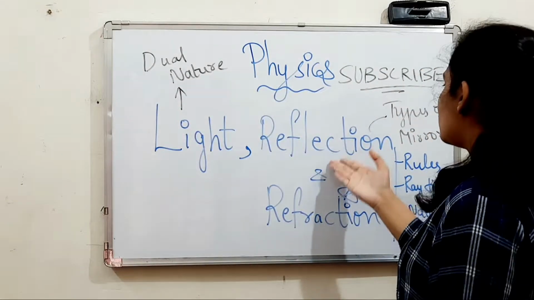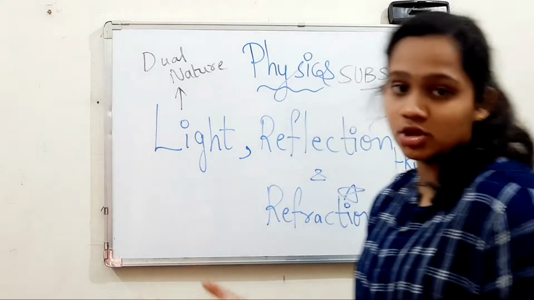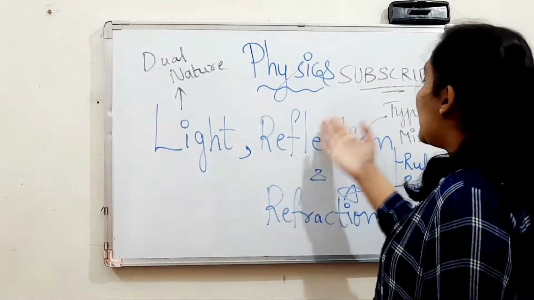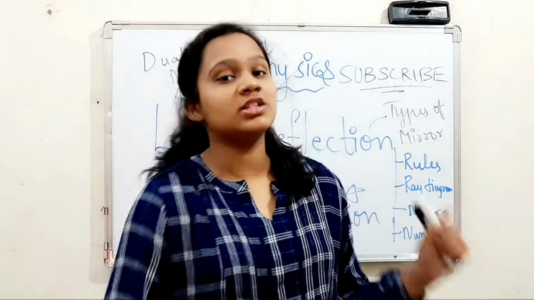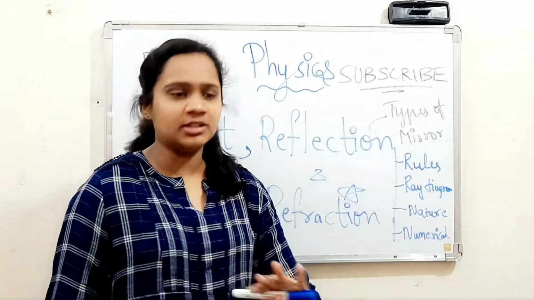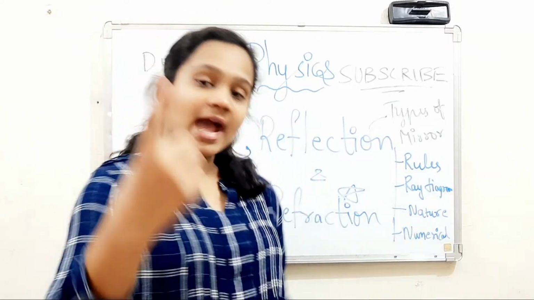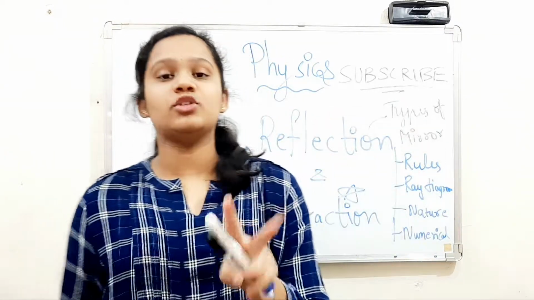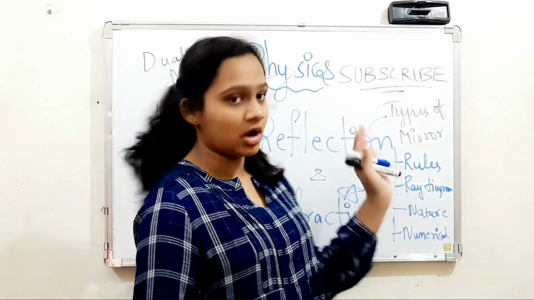And in reflection also, we'll be discussing what is reflection, and the laws of reflection. We have two laws of them. And in this, we'll even be discussing types of mirrors. One is plane mirror and the other one is spherical mirrors. Plane mirrors, normally we have only plane mirrors. We'll be discussing the properties of it. And spherical mirrors, we again have two types of mirrors. One is concave mirrors and the other is convex mirrors.